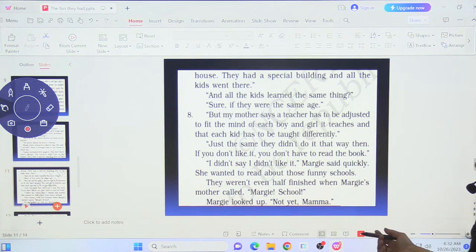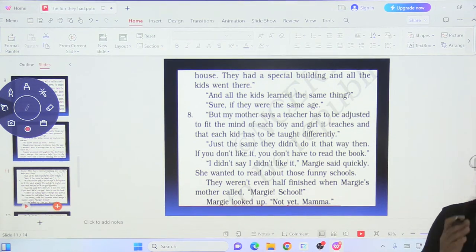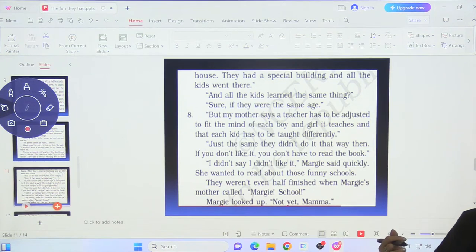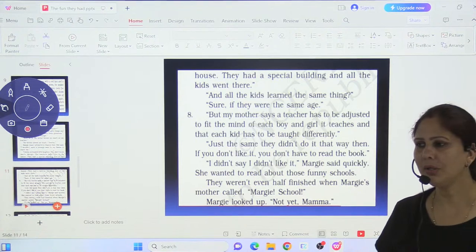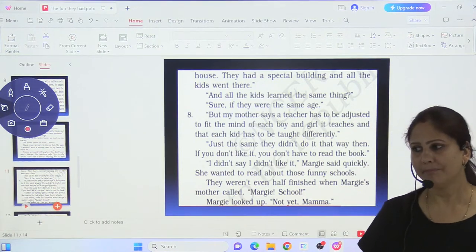They weren't even half finished when Margie's mother called Margie to school. So now they were reading the book and they could have only finished half of it. Who called them? Margie's mother. She interrupted. She came. And why did she call Margie? Because it was the time of her school. She has to go to her school. And where was the school? Next to her bedroom. Okay, in her house only.